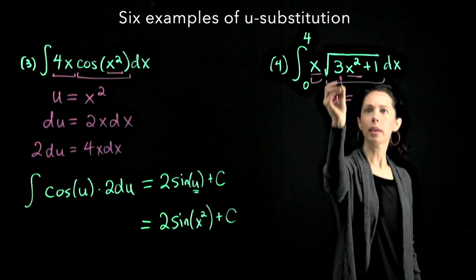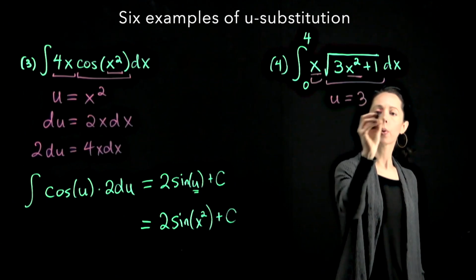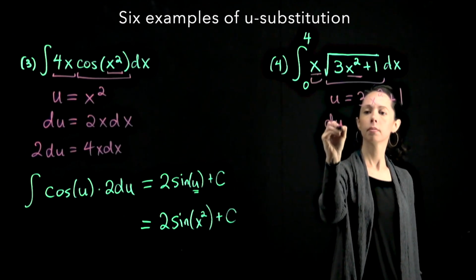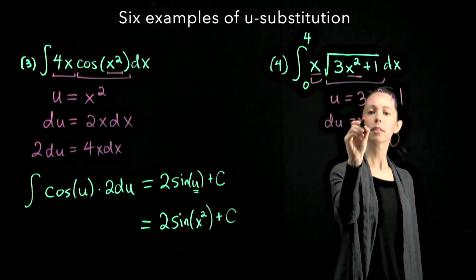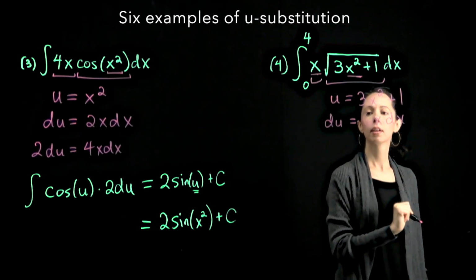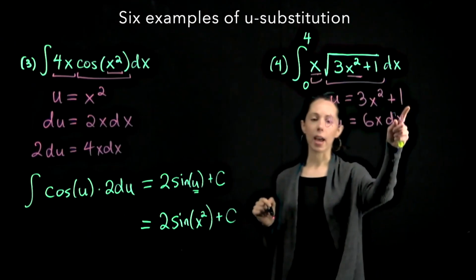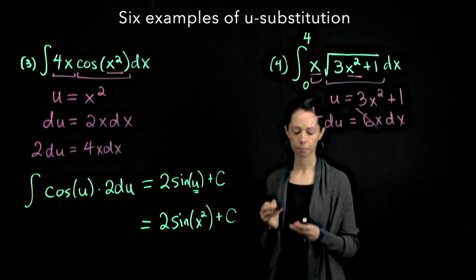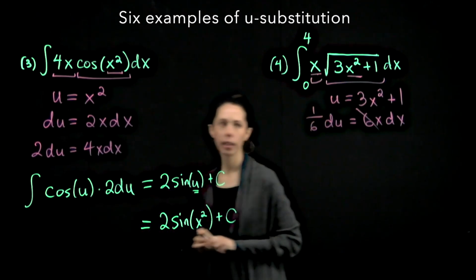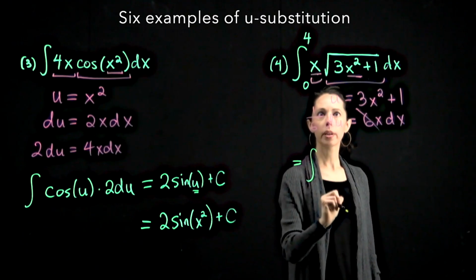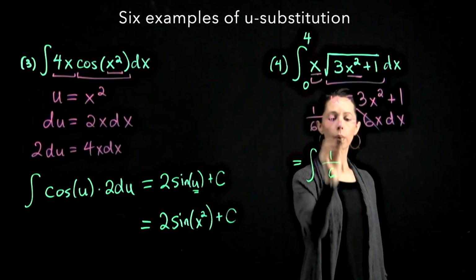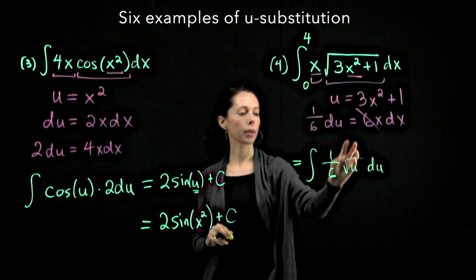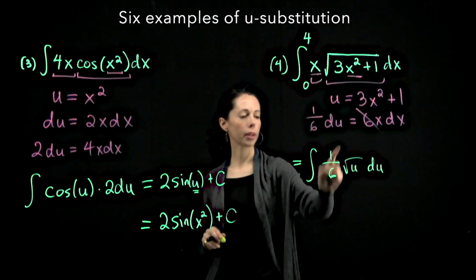So let u be the inside of the square root, so 3x squared plus 1. Then du will be 6x dx. So x dx is just du times 1/6. Okay, so the integral in terms of u is going to be 1/6 times the square root of u du. So our whole square root expression got replaced with square root of u, and x dx got replaced with 1/6 du.